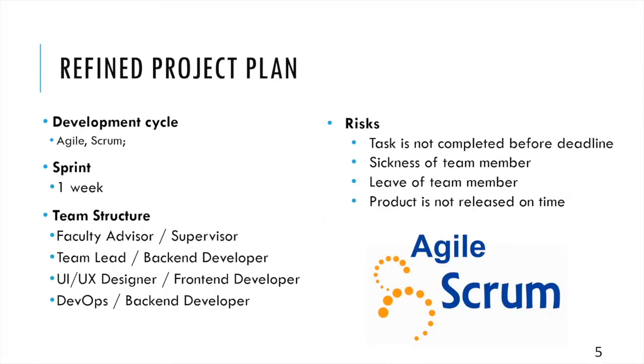Our team consists of 4 people: a faculty advisor, 1 front-end and 2 back-end developers. In our team, we prefer to use Scrum with a 1 week sprint. And every month we show the results to the customer. After that, we do the retrospective. So our risk is about sickness of a team member, leave of a team member, and some issues with the product, such as a task not completed before the deadline, or we cannot release a product version on time.